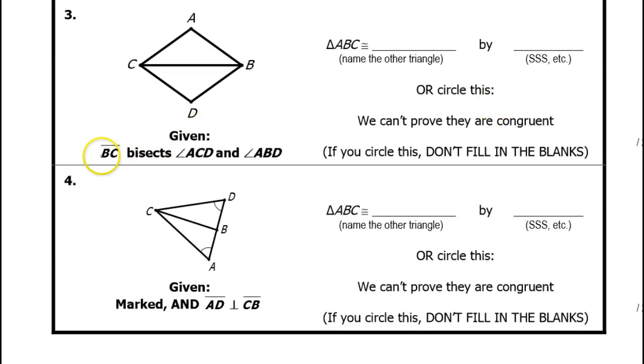All right, for number 3, segment BC bisects angle ACD and ABD. So it bisects both sides. So we're going to have two congruent parts on the right-hand side, and we will have two congruent angles on the left as well. And the shared side will also be congruent, so we can mark that. So these two triangles will be congruent by angle-side-angle. So we can say that triangle ABC is congruent to triangle DBC.